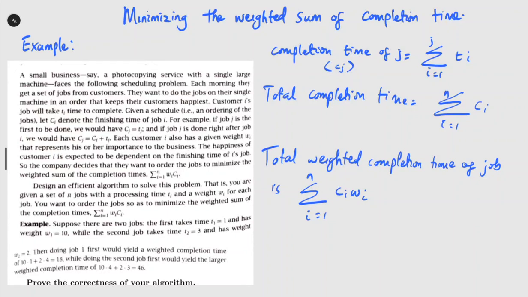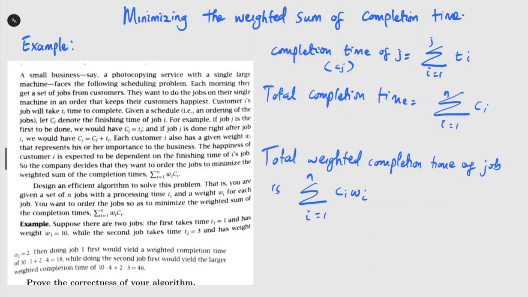And we are going to solve this question making some assumptions. The first assumption is that the time required for each of these jobs is not equal. The second assumption we are going to make is that the weights are also different. So according to the question, each customer has a given weight, and this weight represents his or her importance to the business. So we want to solve this problem in such a way that the customer that is of most importance to this company is the happiest, right?